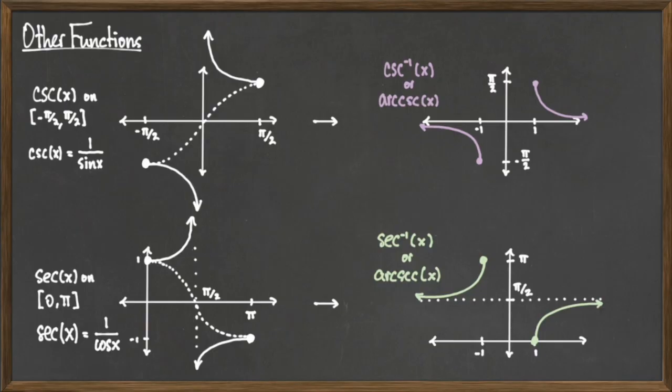Now, the observant viewer will have noticed that the majority of our functions have been plotted on the restricted interval from negative pi over 2 to pi over 2, except for the cosine and the secant function, which get plotted on the restricted domain 0 to pi. So these two stand out a little bit, and we'll talk about why in the next slide.